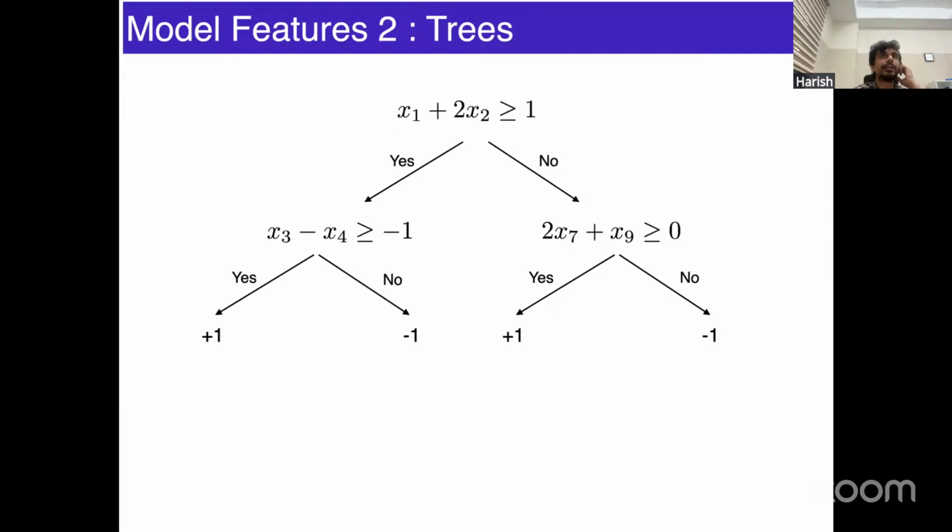But then you could have something like trees. Let's say you have a tree model like this, where the root node just says: is x1 plus x2 greater than or equal to 1? If yes, it goes left. If no, it goes right, and so on. For this model, you could argue that the model features are simply the internal nodes of the tree. So x1 plus 2x2 is an important feature. x3 minus x4 is an important feature. 2x7 plus x9 is an important feature for the model. So these are model features. This is a natural notion of model features that you can apply if your model happens to be a tree.